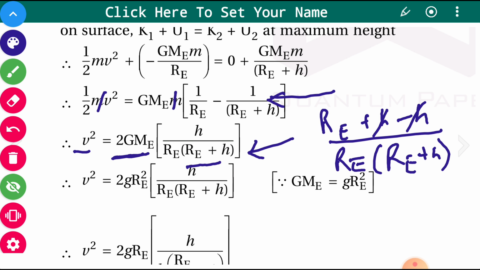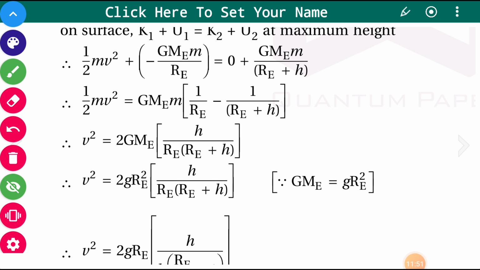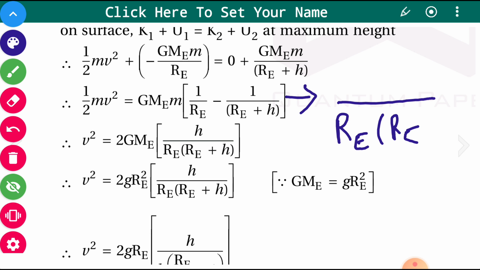So here you will get 2 G M_E into bracket, h upon Re into Re plus h. In this we have to take into consideration the LCM part. Okay, just go through it again. Here the LCM is Re into Re plus h. Here it becomes Re plus h minus Re.